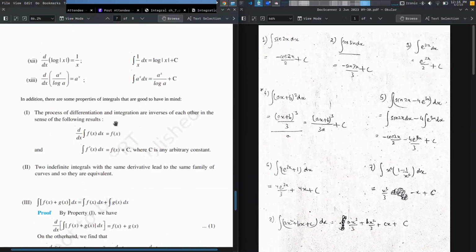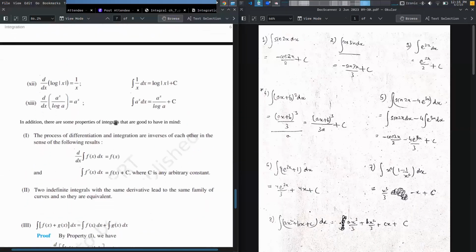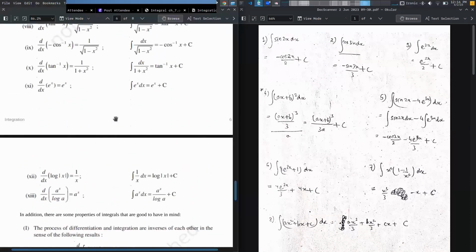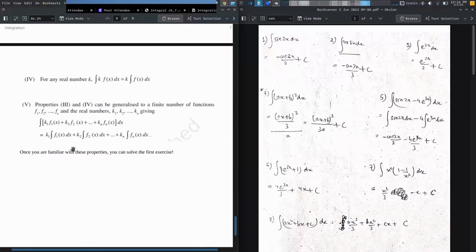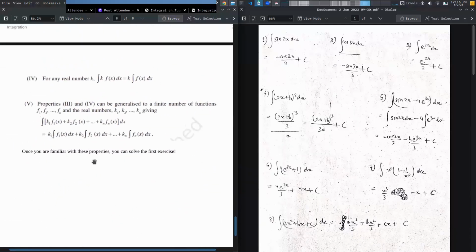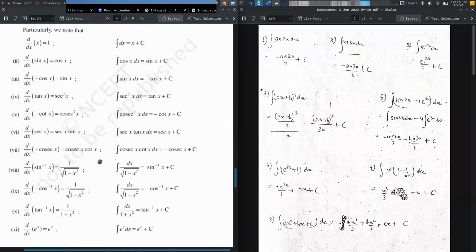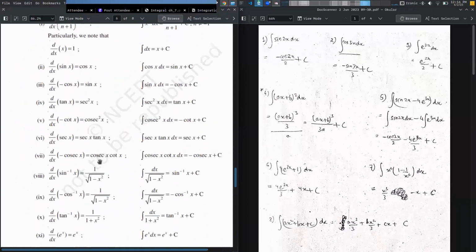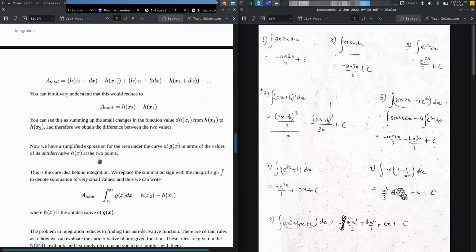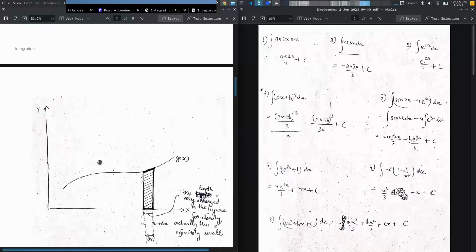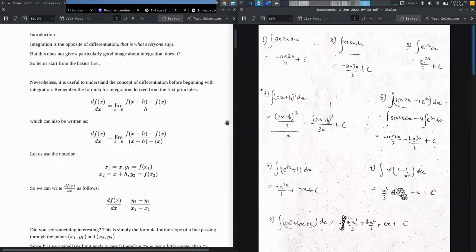This is directly taken from the NCERT textbook. Here are some derivatives and their antiderivatives and some properties of integration, which I will not go over. You can easily read them in the NCERT textbook. Once you are familiar with these properties, we can proceed to the exercises. I assume you are familiar with all of the antiderivatives, derivatives and the properties of integrals, and I'll explain intuitively what the integral actually means. I think we are ready to go to the exercises. So the first question in our textbook is the integral of sin 2x dx.